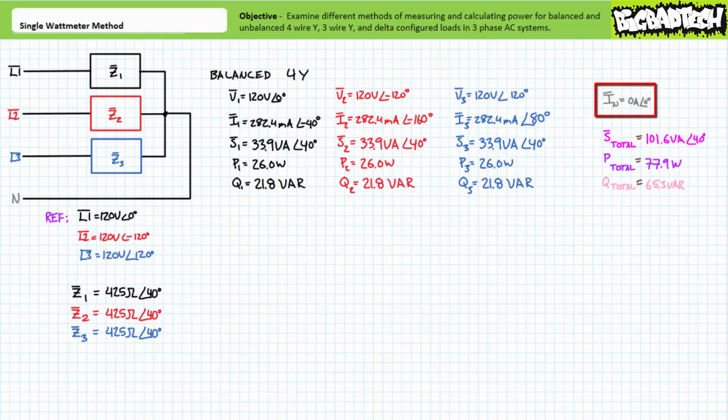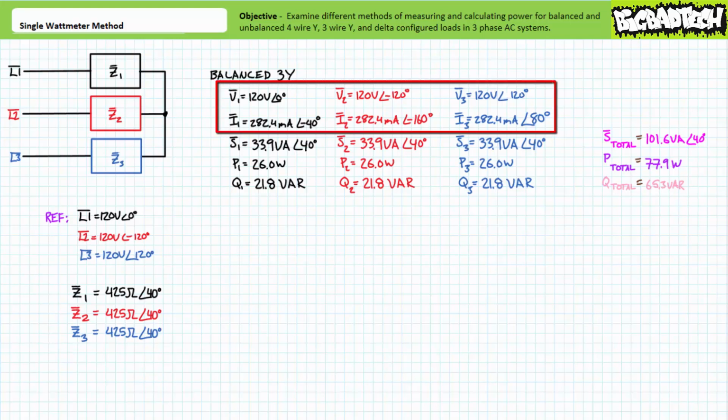In the balanced condition, there exists no current in the neutral line. Given the balanced condition, no current exists in the neutral line, and we can effectively remove it from consideration. This is unsurprisingly called a balanced 3-wire Y configuration, and we can retroactively apply the previously calculated balanced 4-wire properties to this 3-wire Y arrangement.